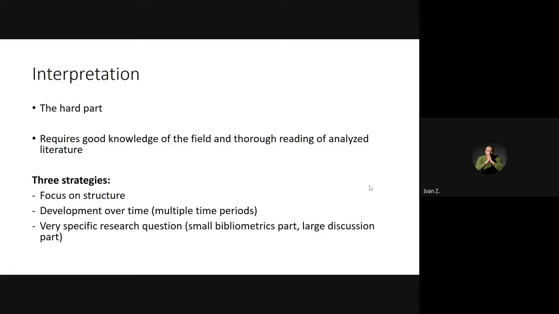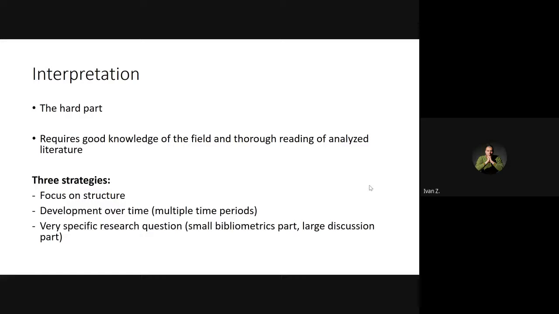And in interpretation, mostly the authors use three strategies. They interpret the structure of the literature, or they try to interpret how the literature developed over time. So, for example, you can divide the literature into multiple time periods and see how it developed over time. And sometimes authors focus on a very specific or narrow research question, and these articles usually have a very small bibliometric part, but a very extensive discussion.